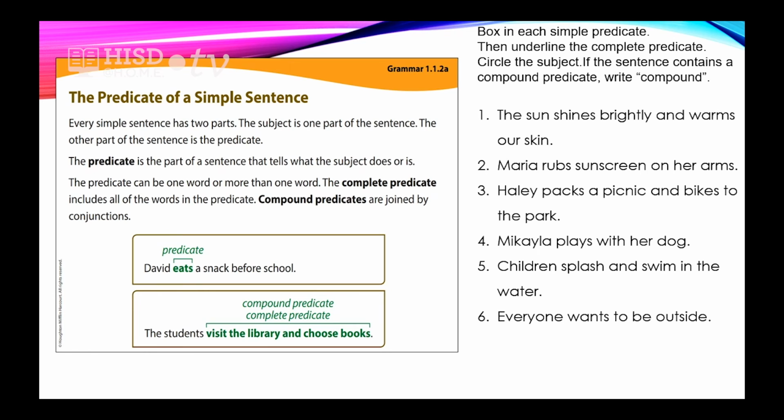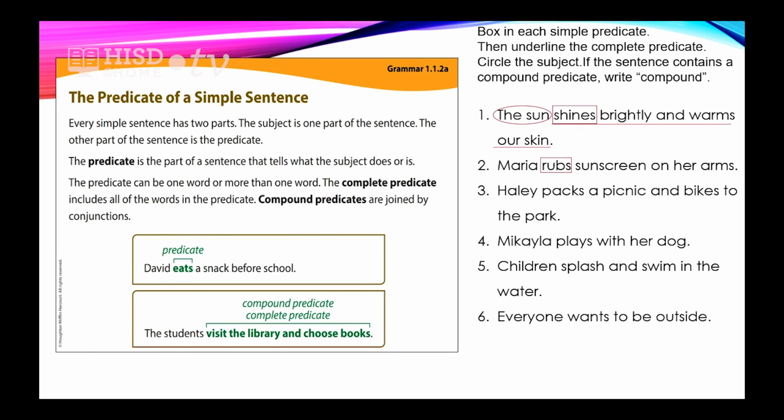So we're going to box in each simple predicate. We're then going to underline the complete predicate, circle the subject, and then if the sentence contains a compound predicate, we're going to write the word compound. The sun shines brightly and warms our skin. Our simple predicate is shines, but our complete predicate is shines brightly and warms our skin. The subject of the sentence is the sun.